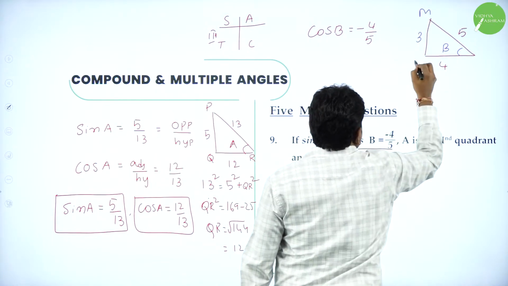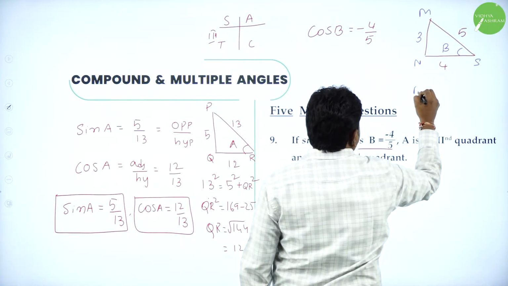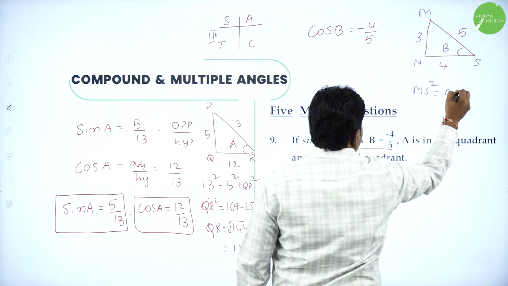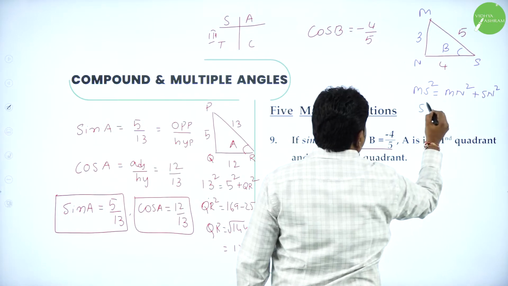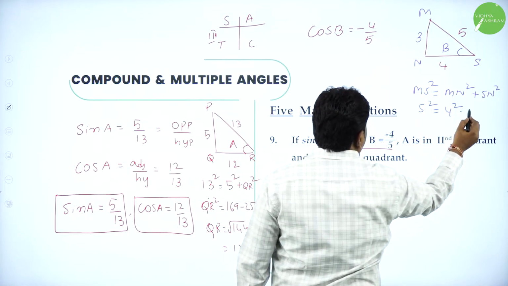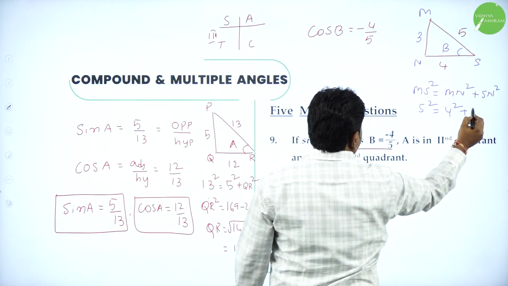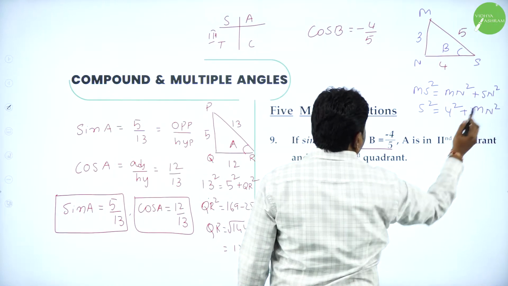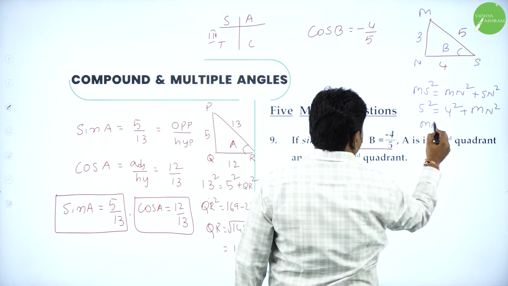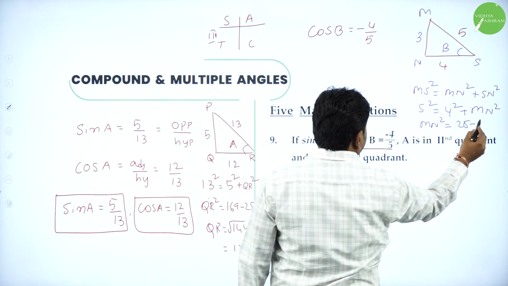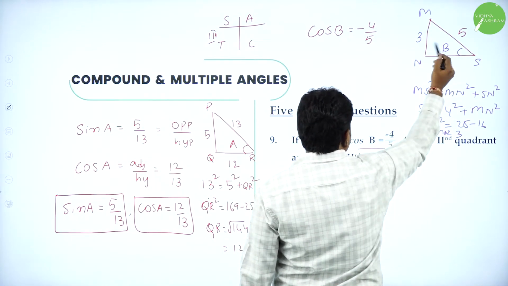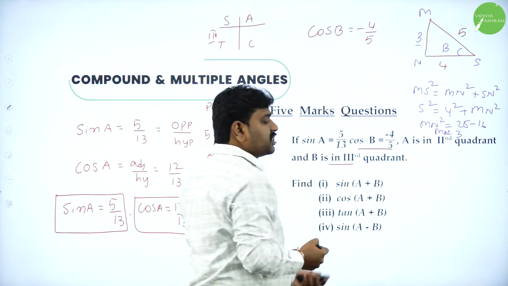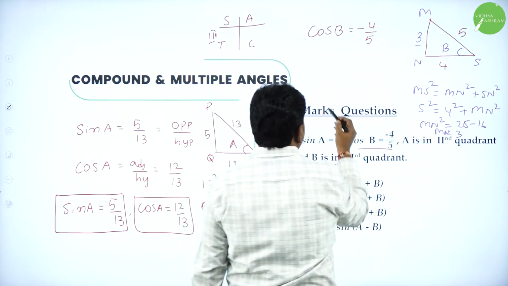Or you say the triangle is MNS. And MS square is equal to MN square plus SN square. So use Pythagoras theorem. That is 5 square is equal to 4 square plus MN square. Solve it. So MN square becomes 25 minus 16. So MN becomes 3 if you take root of it. Or 4, 5 is given, 3 is the missing number. Missing number is the Pythagorean triplet. So 3, 4, 5 are Pythagorean triplets.